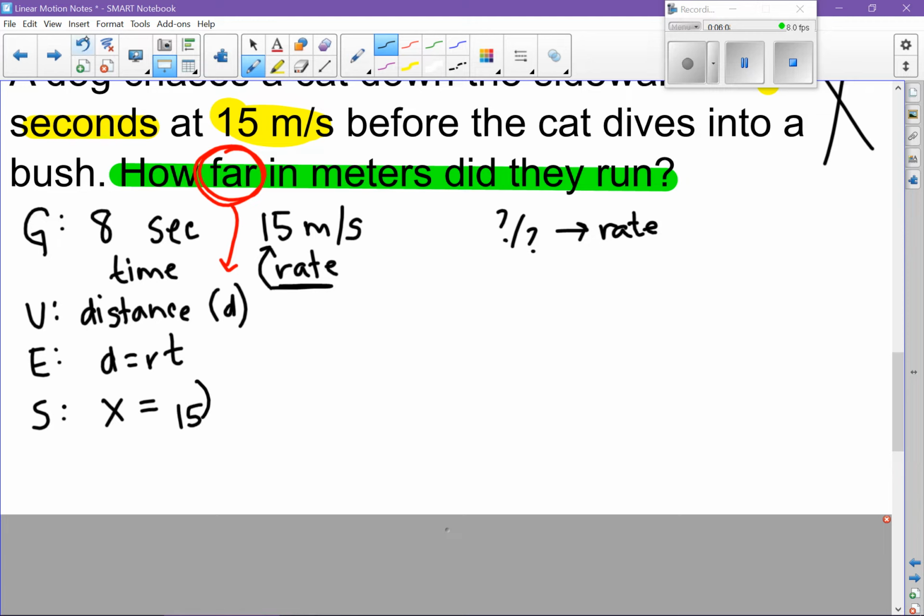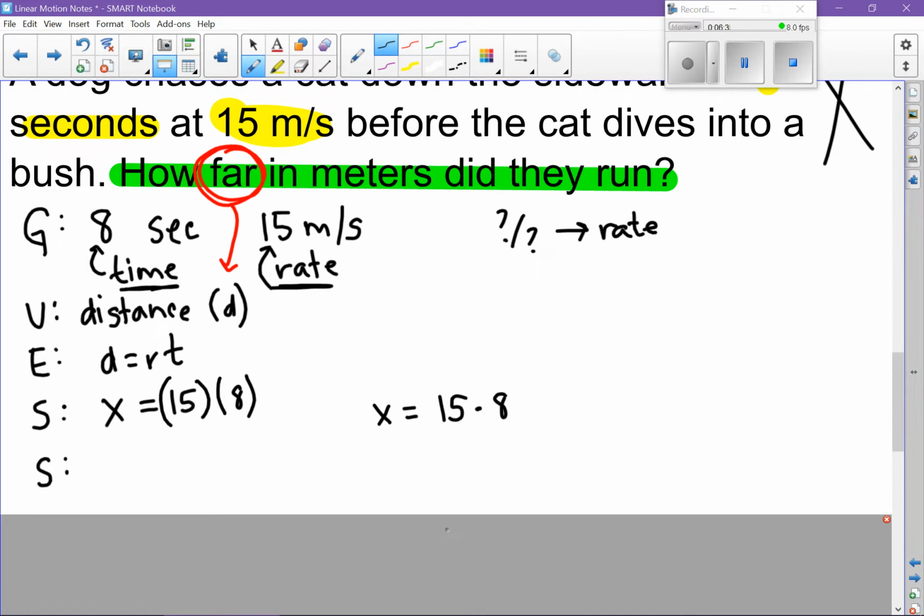And I'm going to put parentheses to show multiplication. You could also use the dot if you prefer that way. Next to that I'm going to put the T, which is my time, and I know that that's 8. Okay? Another way that you could write that is 15 times 8. Those are the same thing, so find your preference. It doesn't really matter. That'll come out the same.